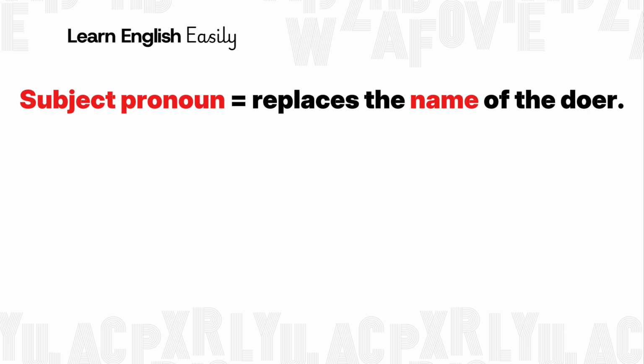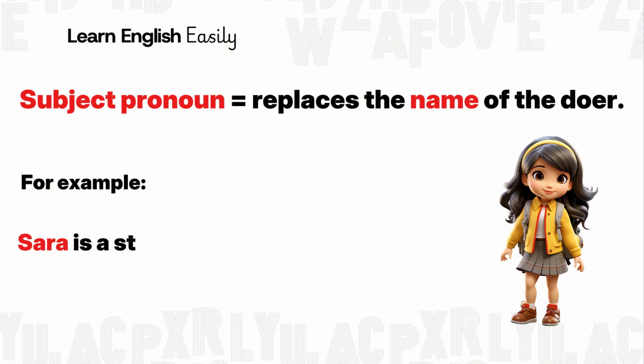In English, a subject pronoun is a word we use instead of a person or thing that does the action. For example, Sarah is a student. She is a student. Easy, right? Let's go one by one.